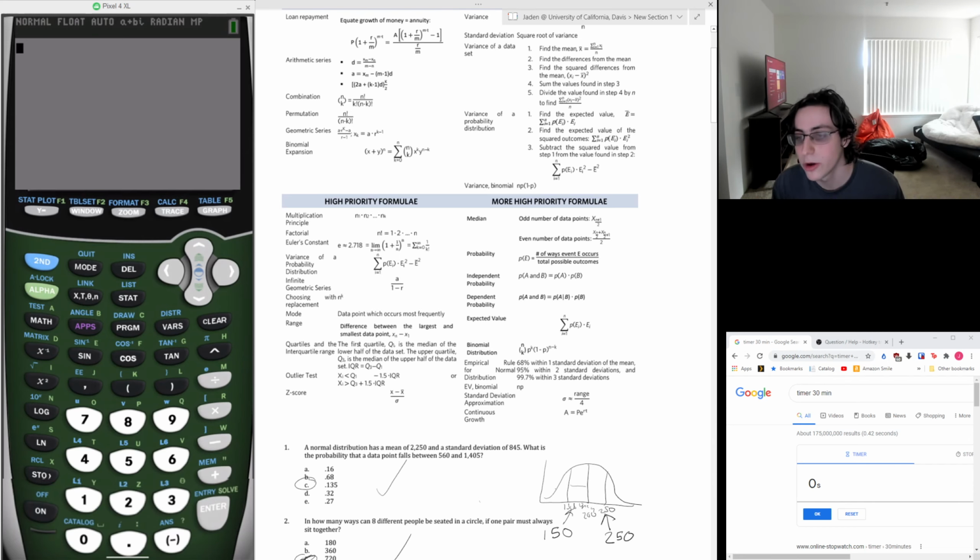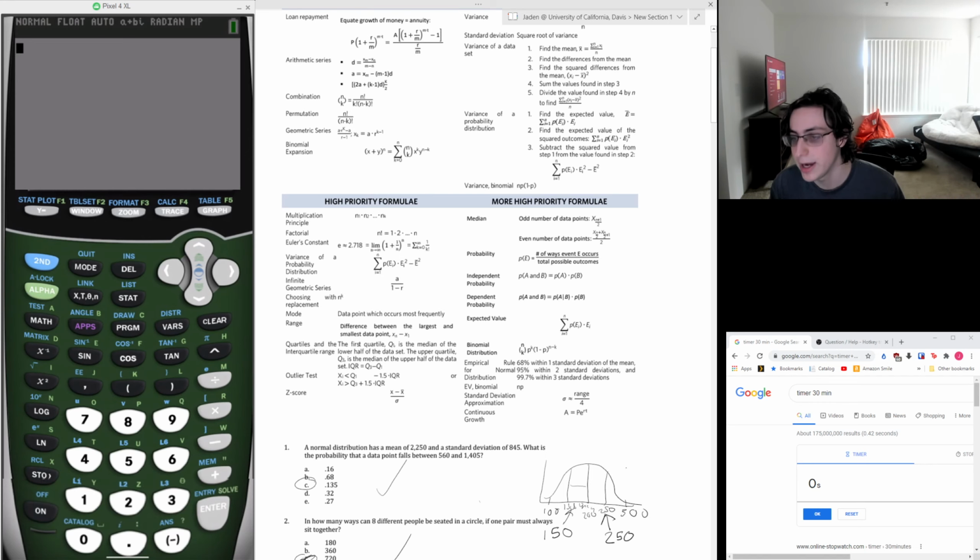Sorry. There is a 95% chance of it falling between 100 and 300, because 300 is 2 standard deviations away in front, and 100 is 2 standard deviations away that way.